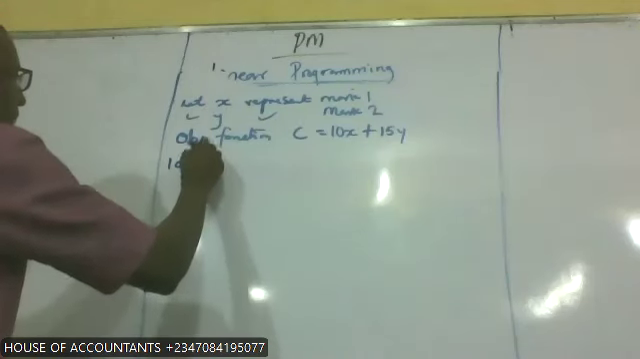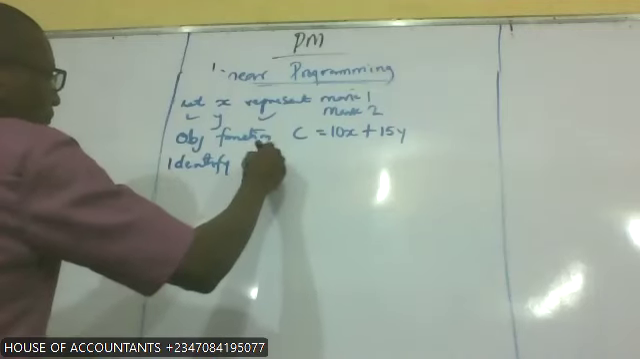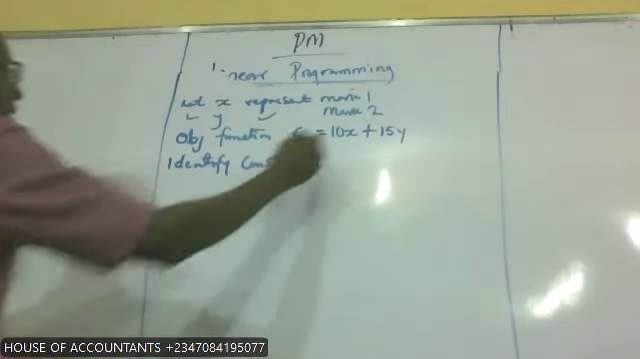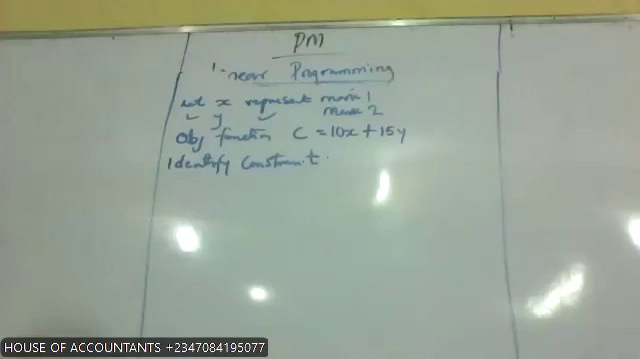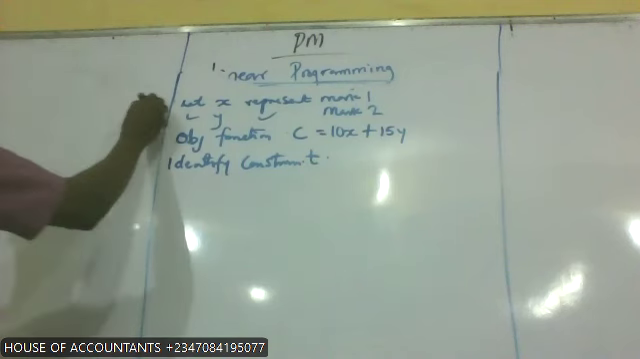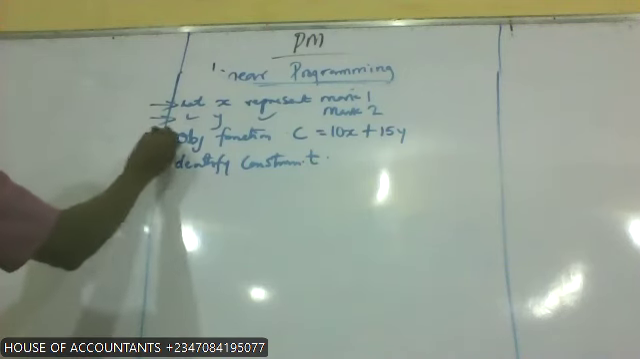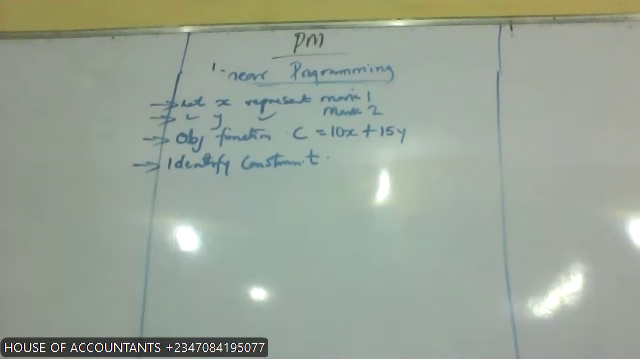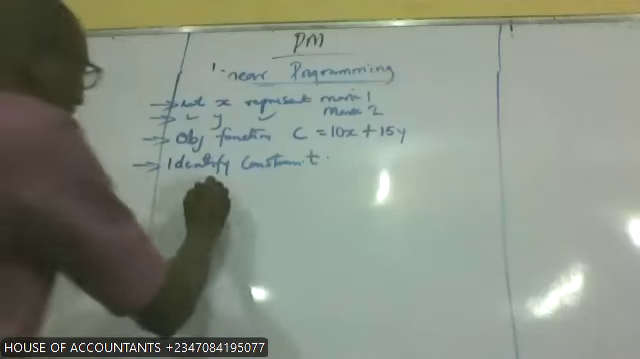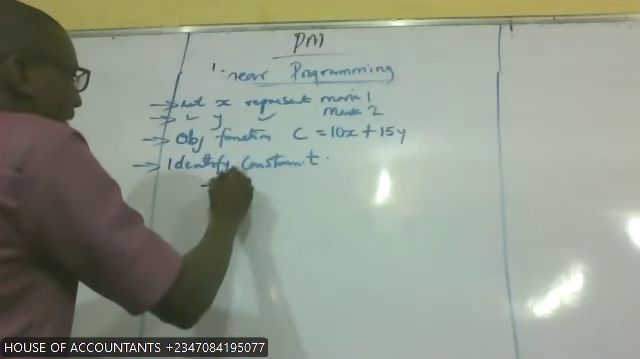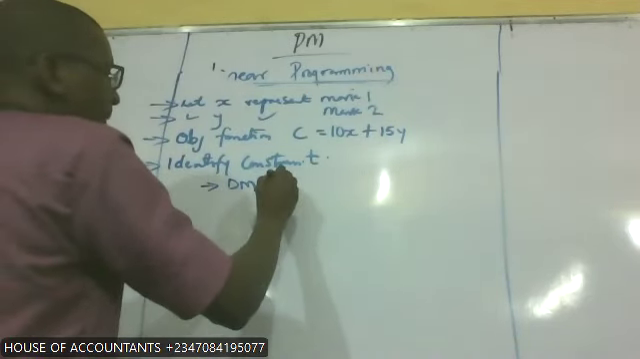Identify the constraint. See, if you want to write here, don't rush to the solution. Try to do some analysis for them. Let them know that you understand this. You understand? Identify the constraint. So here now, we have direct material and direct labor.